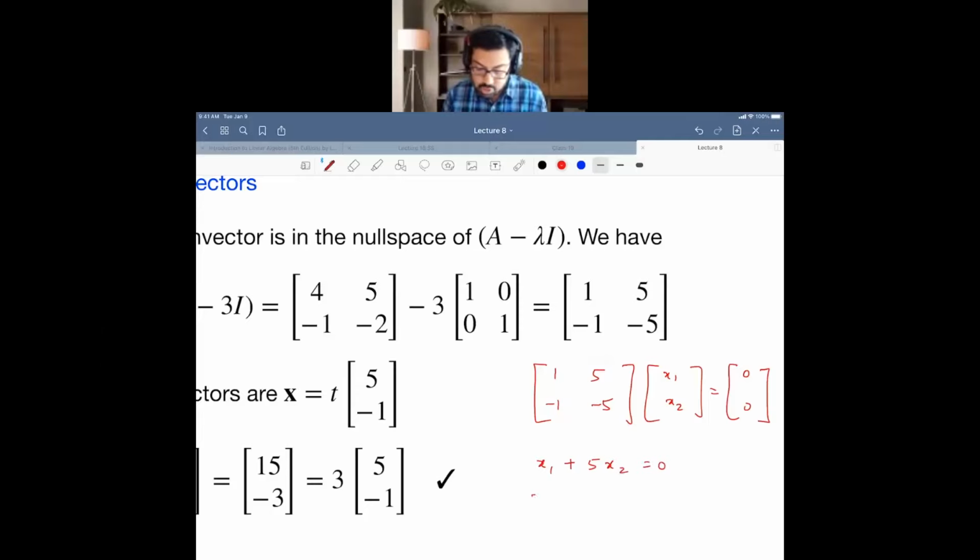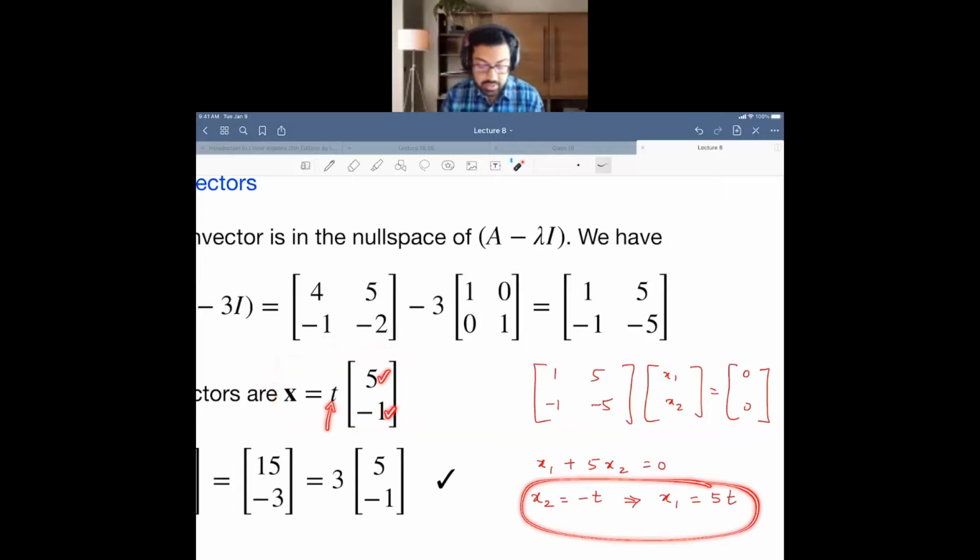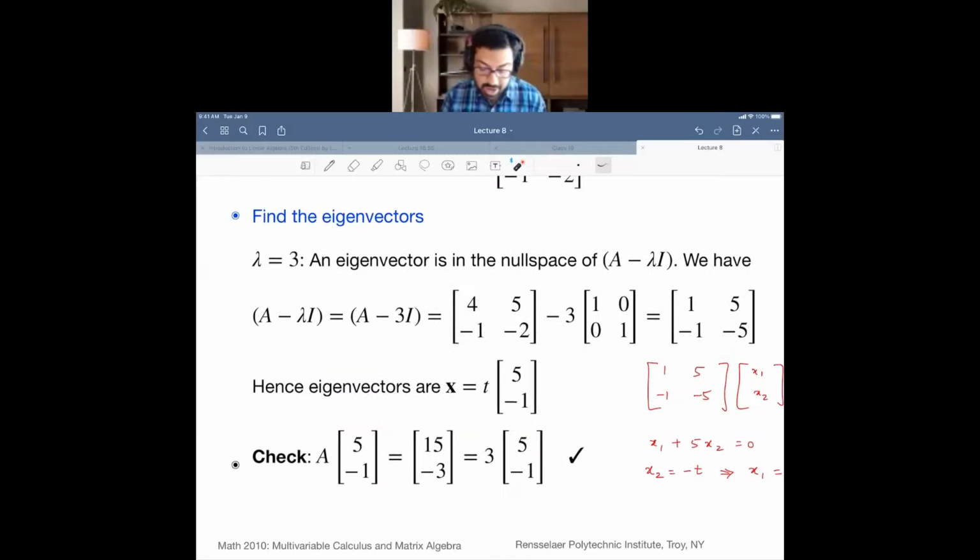And now what I can do is I can assume, let's say I will assume that X2 is a negative T. Just an assumption here. You could have picked X1 as a T as well. No matter what you do, you get infinitely many solutions. If you plug X2 equals negative T, what you get for X1 is 5T. So you can write that as the solution set here, which is T multiplied by 5 and negative 1 based on this. So these are going to be your eigenvectors.